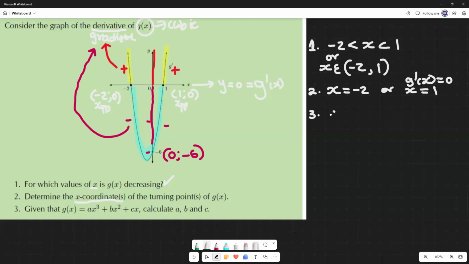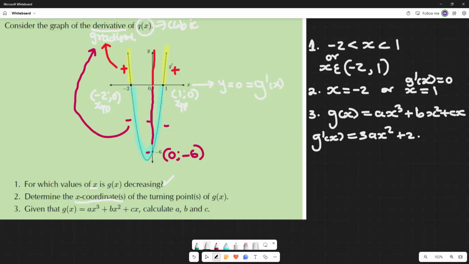We are given that g of x is equal to ax cubed plus bx squared plus cx. Right, I'm just going to get the derivative because here we are given the derivative function. You can see that this is 3ax squared plus 2bx plus c. Right?